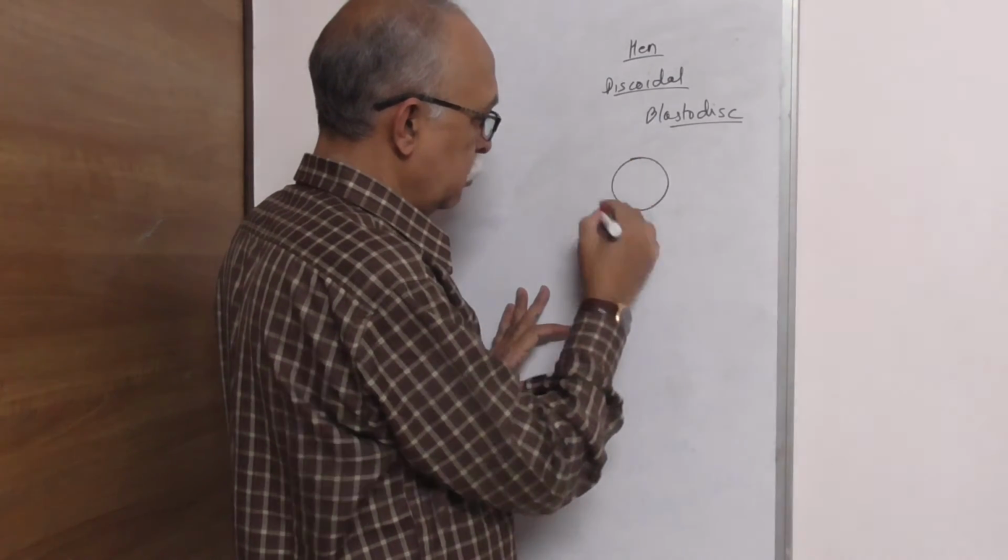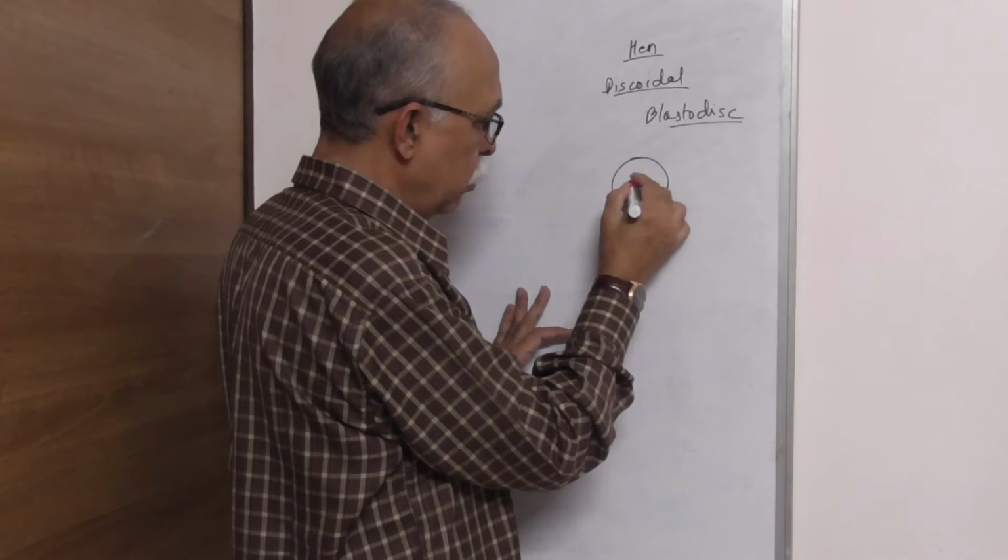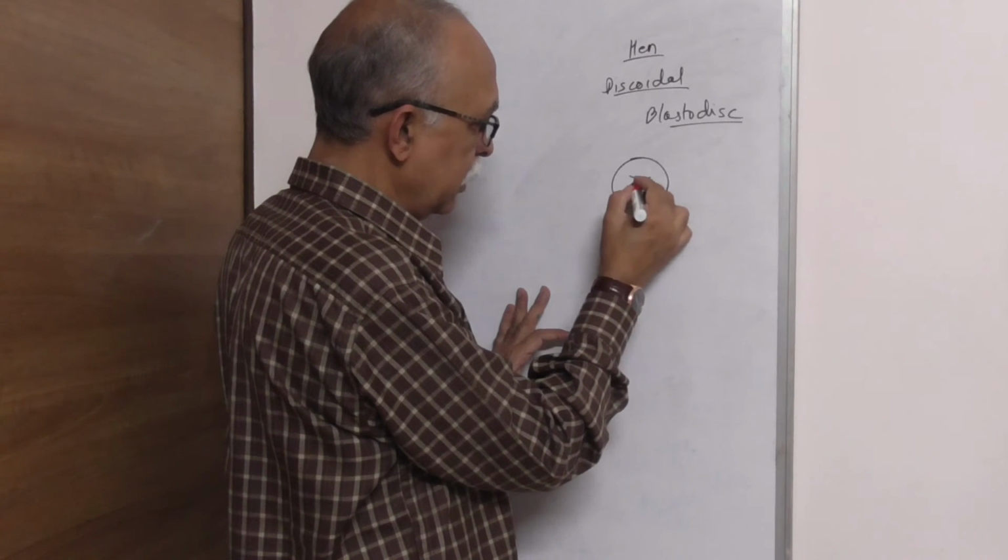This is the blastodisc, suppose. So cleavage would remain only in this peripheral region. First cleavage, second cleavage, and so on.